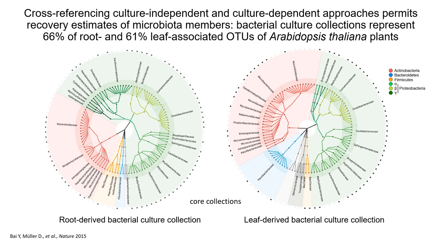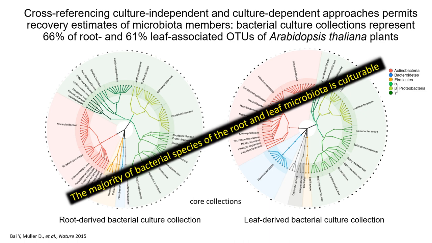You will note that the taxonomic composition of the leaf and the root microbiota is actually quite similar. And keep in mind those four phyla: those bacteria are enriched in the root of essentially all flowering plants and in the leaf of all flowering plants. Just recall: proteobacteria are the dominating ones, then actinobacteria, bacteroidetes, and some firmicutes. Now, we also determined the genomes of these more than 400 microbiota strains, and the take-home message of this exercise was that the majority of bacterial species of the root and leaf microbiota is indeed culturable.